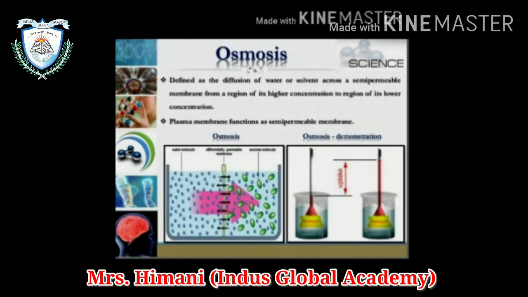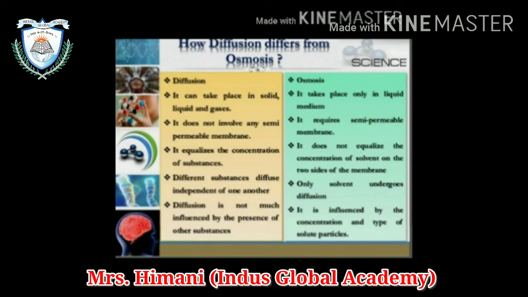After that, osmosis, which is defined as the process of movement of substance from higher concentration to lower concentration with the help of a semi-permeable membrane. The plasma membrane functions as a semi-permeable membrane. So in the diagram, you can see on one side water molecules are there, and on the second side sucrose molecules are there. Both are passing with the help of the selectively permeable membrane to maintain their concentration gradient or equilibrium. Now, how does diffusion differ from osmosis?